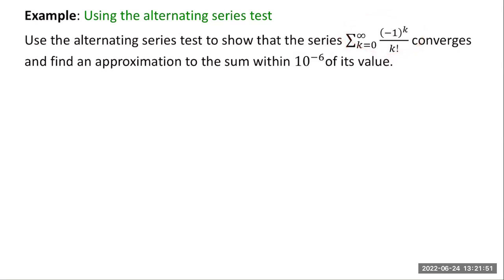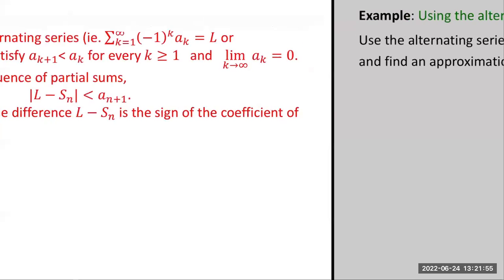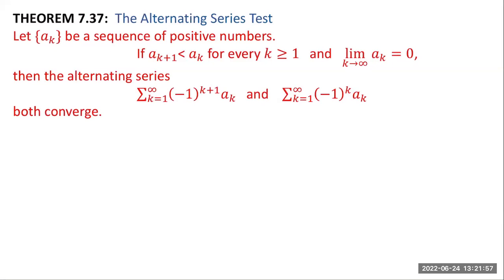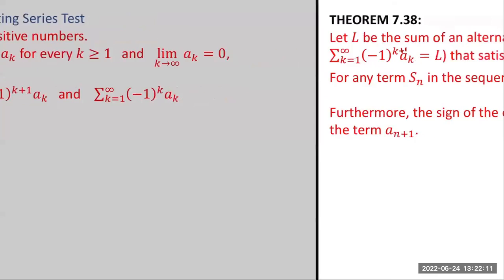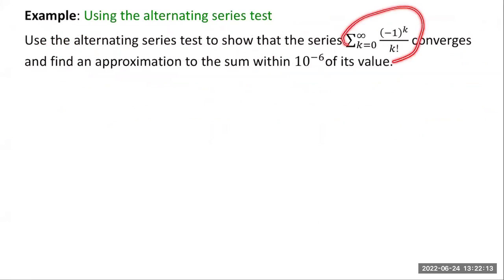To show that it converges, I'm going to use the alternating series test. Recall that the alternating series test tells us that if AK is a sequence of positive numbers, which is a decreasing sequence, with limit equal to 0, then both of these alternating series are convergent. Clearly this is an alternating series. You should be able to see it because you have minus 1 to the power k here, right?